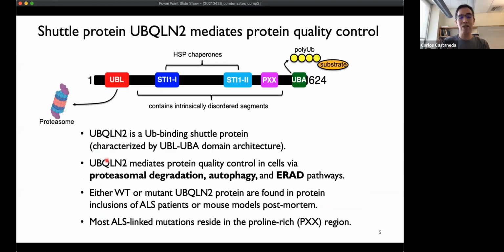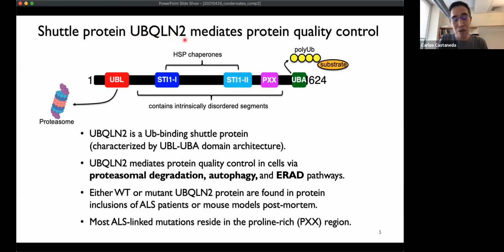So our training, or my training, was in molecular biophysics. And so when I started my lab here at Syracuse University a few years ago, we really wanted to look at the overall structure and function of this protein called ubiquilin-2. And so I'm going to abbreviate this protein here. So you'll see this over here.